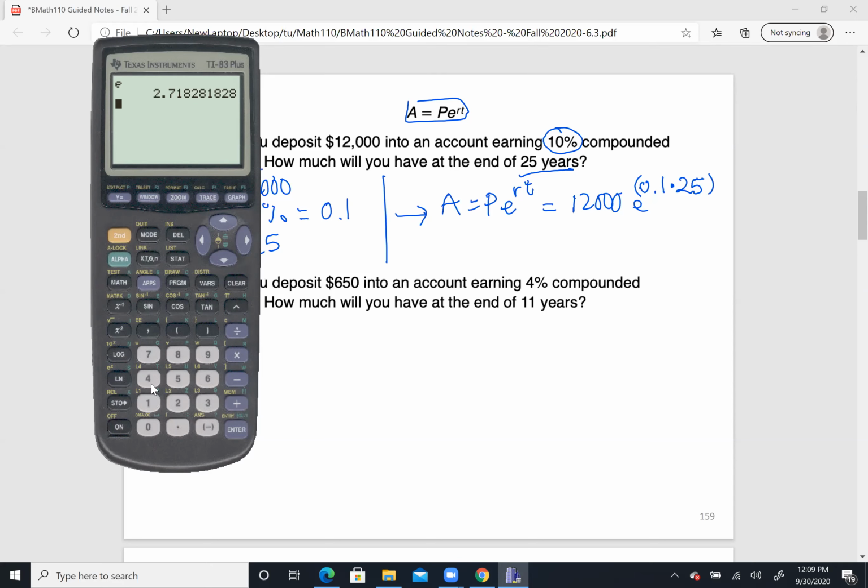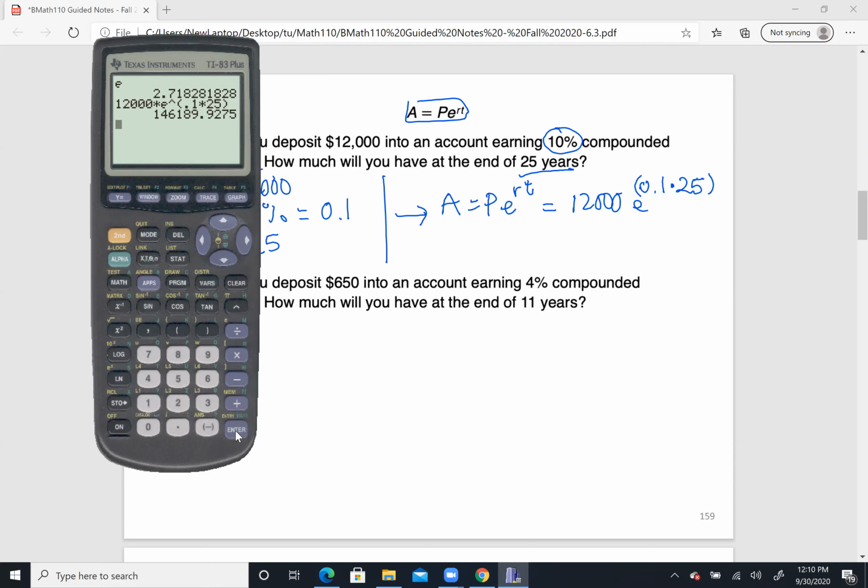But anyway, because I have a TI-83, which is a good one, I'm just going to take 12,000 multiplied by e by using second e here, and then to the power. But now be careful. The power has something in it. You cannot just put 0.1 times 25. You have to have parentheses: 0.1 times 25. Usually people forget the parentheses here and mess up. And then enter.